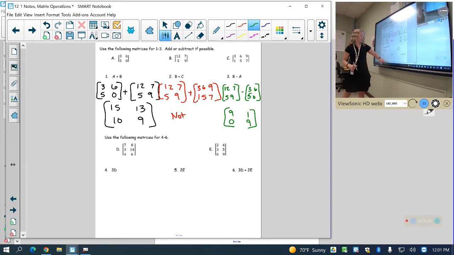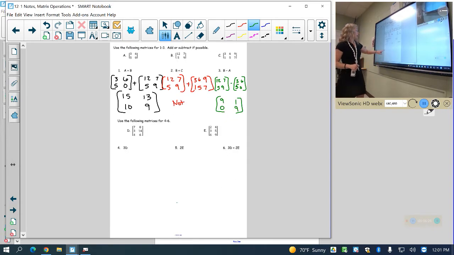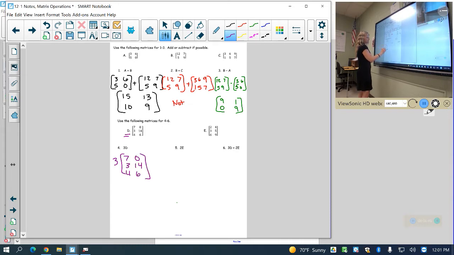Now let's go ahead and try the bottom ones here. We're going to multiply each matrix by a term, and then we're going to add them. Okay, so let's see if we can do that. So we have 3D, so we're going to take matrix D and multiply it by the scalar 3. So I have 3 times 7, 0, 3, 14, and 4, 6. 3 times 7 is 21, 3 times 0 is 0, 3 times 3 is 9, 3 times 14 is 42, 3 times 4 is 12, 3 times 6 is 18. And there we have it.